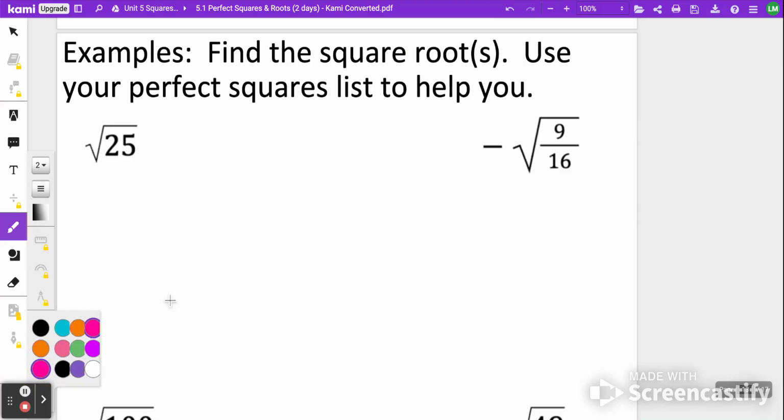All right, so we're going to start here. Find the square roots. Some of them you're going to have 2 possible answers. Use your perfect square list to help you. So let's start with 25. The square root of 25 is 5 because what times itself will give you 25.